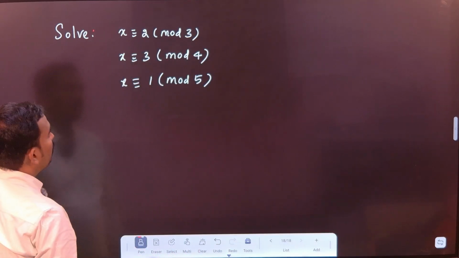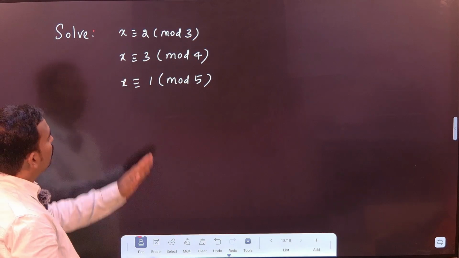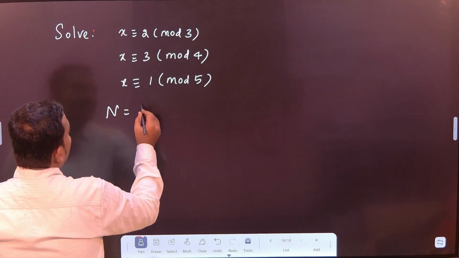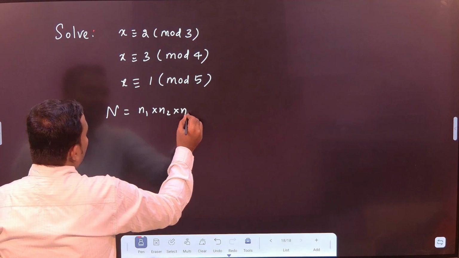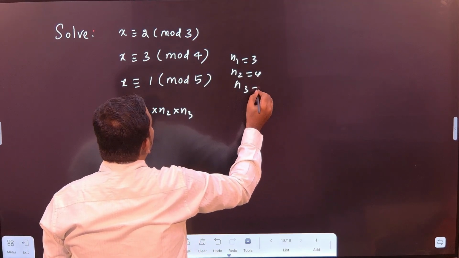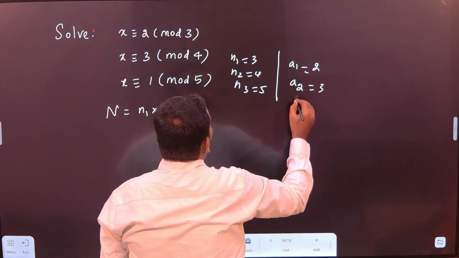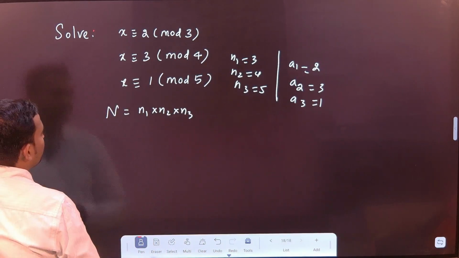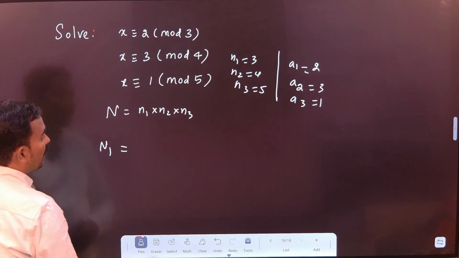Okay, then I will take one example here. x is congruent to 2 modulo 3, x congruent to 3 modulo 4, x congruent to 1 modulo 5. You need to find the unique solution x, and find N. What is N here? N is n1 into n2 into n3. So here n1 is 3, n2 is 4, n3 is 5. What is a1? a1 is 2, a2 here is 3, a3 here is 1, right? So first you need to find N1. How can you find it?